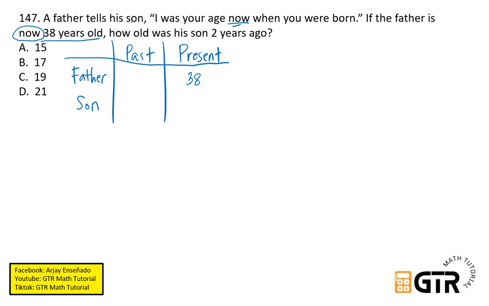So a father tells his son, I was your age now. So yung age now ni son, lalagyan natin ng x. Yun yung hinahanap natin. So I was your age now when you were born. So when you were born, yun yung past ni father. So ibig sabihin yung present ni son ay yung past ni father, parehas sila. Siyempre, nung pinanganak si son, ang age pa lang niya ay 0. Tapos si father ay X. And then sa present nila, 38 and X.